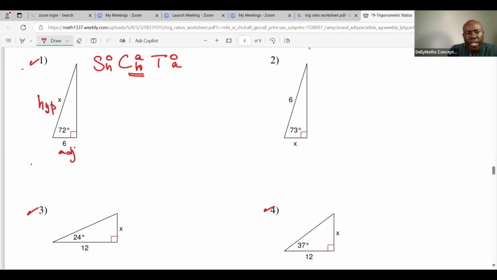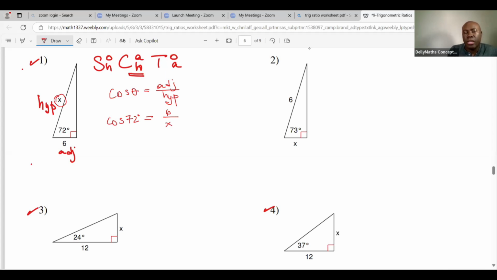What does the cosine ratio suggest? It suggests that the cosine of an acute angle in a right triangle is equal to the adjacent side over the hypotenuse side. So in this question, cos of 72 degrees is equal to the adjacent side, which is 6, over the hypotenuse side, which is x.